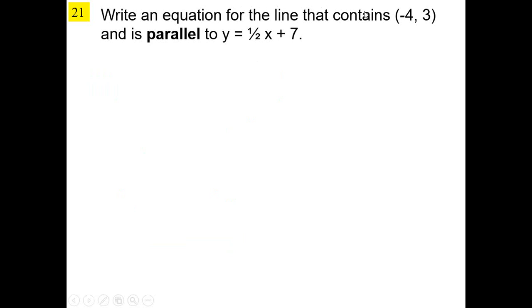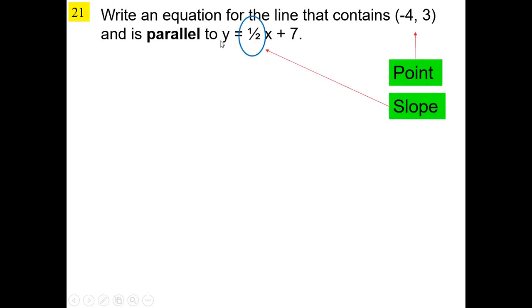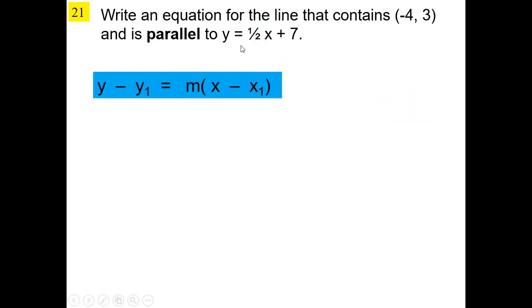Next, let's do an equation for a line that contains a point and is parallel to this line. Parallel to it. That means that the slope is what? It's going to be the same. So we're going to use m equals 1/2. So there's my point, there's my slope. To make it parallel, I use the same slope. So I'm going to plug stuff in. All right, y1 is this, this is the x1, right?